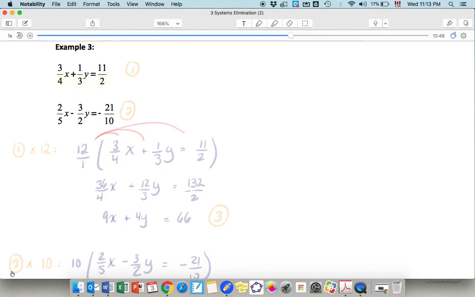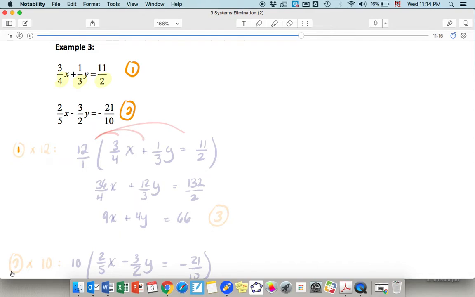So before I start and think of which variables I want to eliminate, I'm going to clear my fractions, right? I'm going to do that by looking at each one of my denominators. I have a 4, I have a 3, I have a 2. What is a number that is divisible by 4, 3, and 2? Essentially I'm finding the same thing as the common denominator. So 12 would be my common denominator.